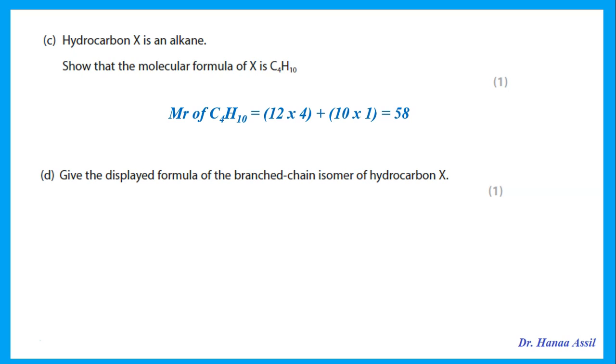Give the displayed formula of the branched chain isomer of X. So, X is something that has 4 carbons, and we are required to draw the branching. Remember that the 4 carbons, you can either draw them all after each other. That is called a straight chain. But here he wants a branched chain, and that means we're going to draw 3 of the carbons all on one chain, and one of them is a branch. So remember, this is the branched chain of C4H10.